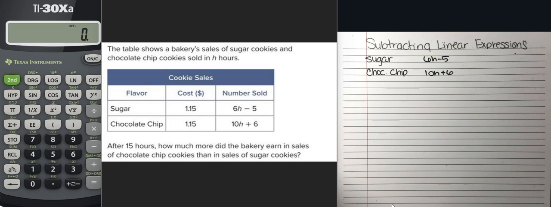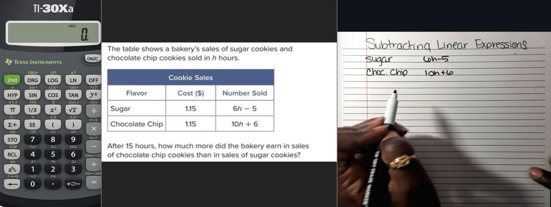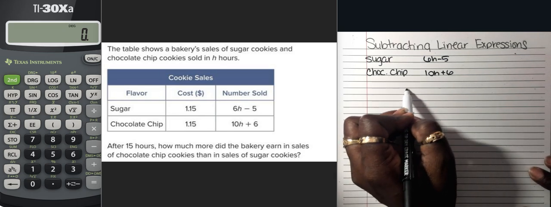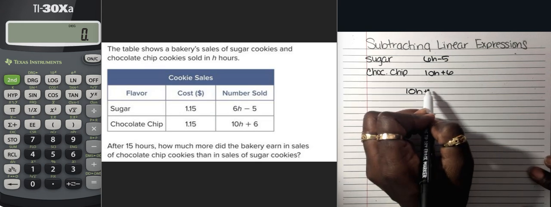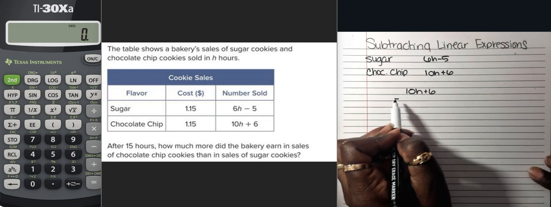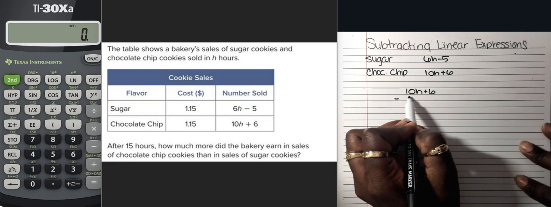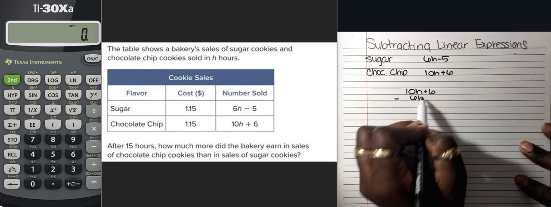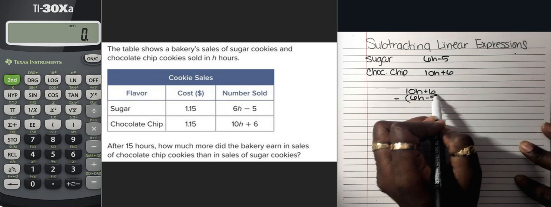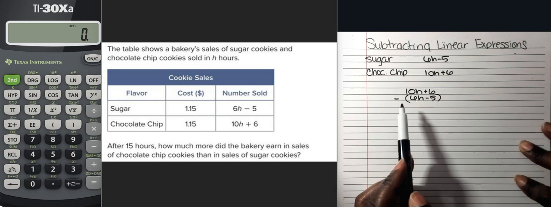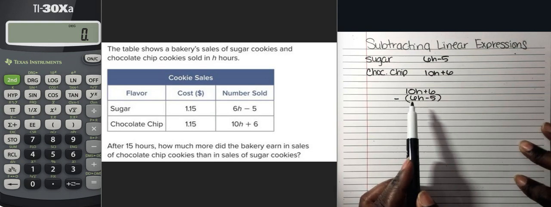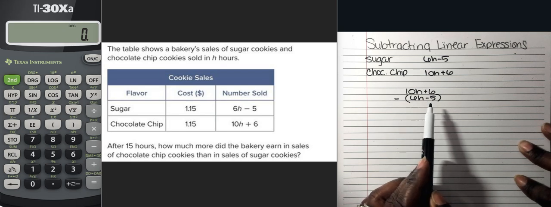The cookies that they sold the most of is going to be the chocolate chip, and we're trying to find the difference. So we're going to write that down: 10H plus 6. And then we're going to subtract out the sugar cookie so that we can find the difference. So we've got minus 6H minus 5. I'll put it in the parentheses so that we know that we're subtracting 6H and negative 5.